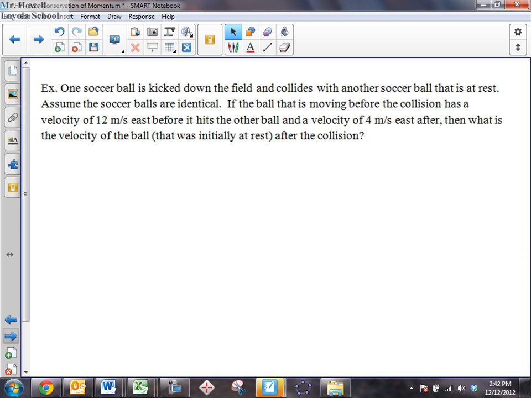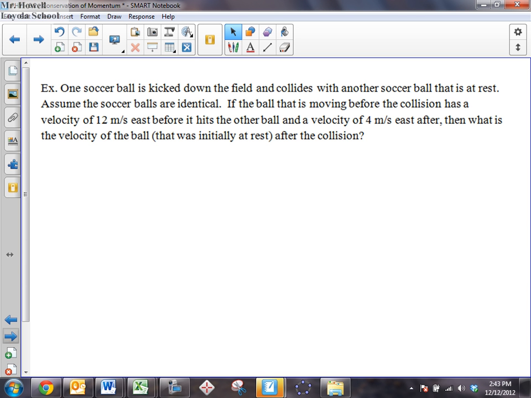All right, let's take a look at this one now. One soccer ball is kicked down the field and collides with another soccer ball that is at rest. Assume the soccer balls are identical. If the ball that is moving before the collision has a velocity of 12 meters per second east before it hits the other ball, and a velocity of 4 meters per second afterward, then what is the velocity of the ball that was initially at rest after the collision?